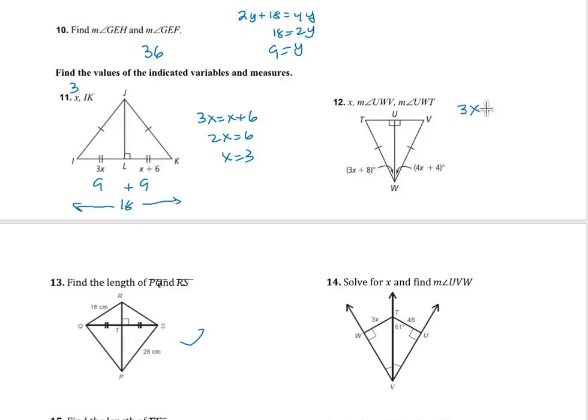On the next one, those two angles are bisected, so that we set them equal to each other. And we find out that x is equal to 4. So the measure of each angle is going to be 20. 3 times 4 plus 8, and 4 times 4 plus 4.